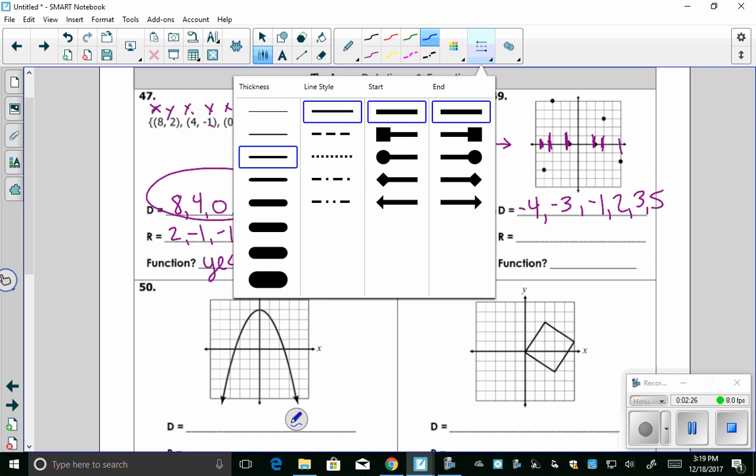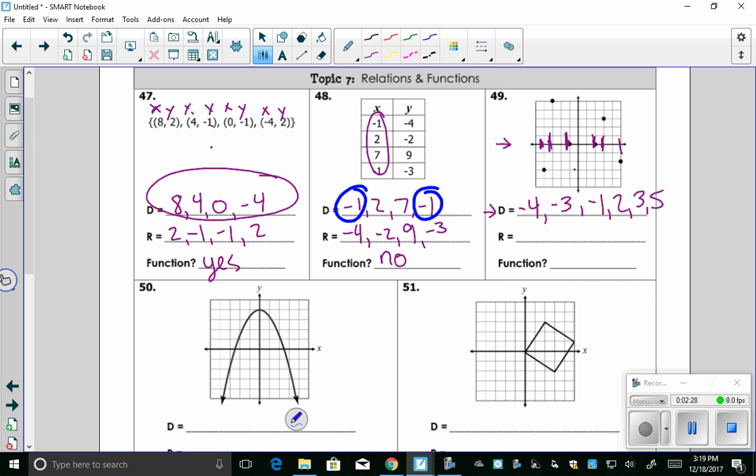My range is going to be my y values. So it looks like here, here, there. So it's going to be negative 3, negative 2, 0, 3, and 5. Is this a function? Your answer should be yes, because none of your values repeat.